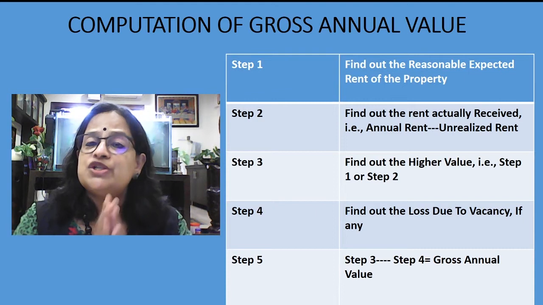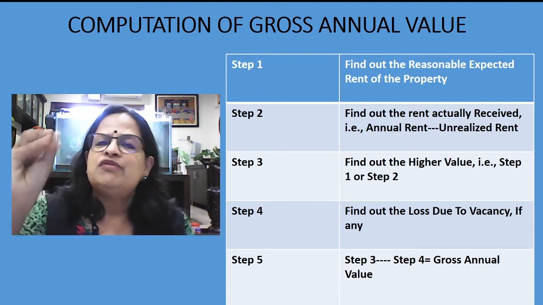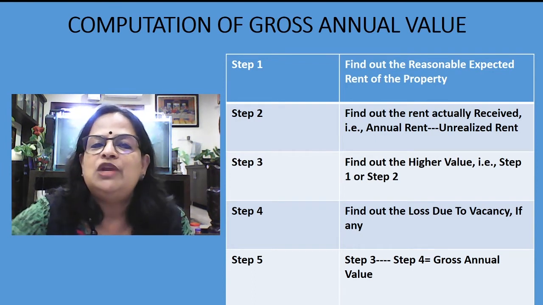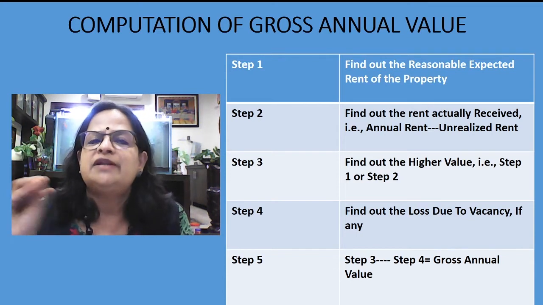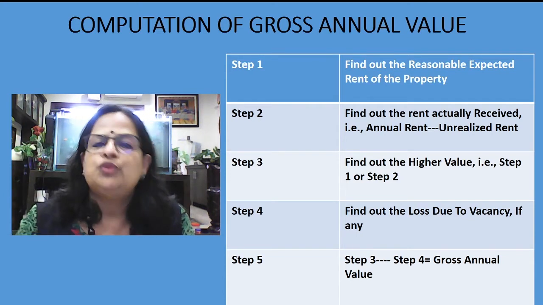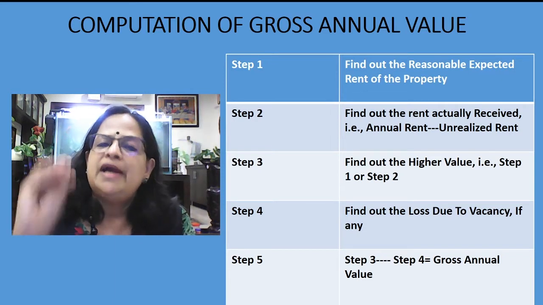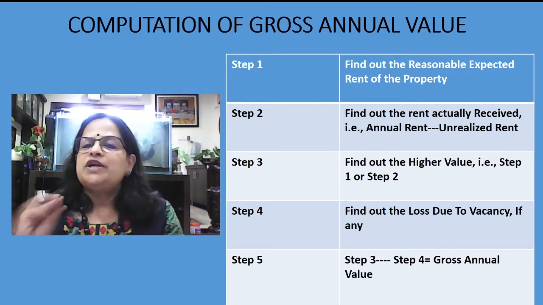Now computation of gross annual value. Very, very simple calculation. Step 1 is to find out the reasonable expected rent of the property, the expected rental value. I have explained the two methods: when standard rent is given and when standard rent is not given. Now step 2: find out the rent actually received. That is, the annual rent given in the question minus unrealized rent. Now what is unrealized rent?